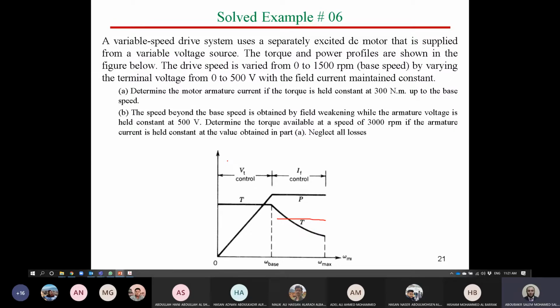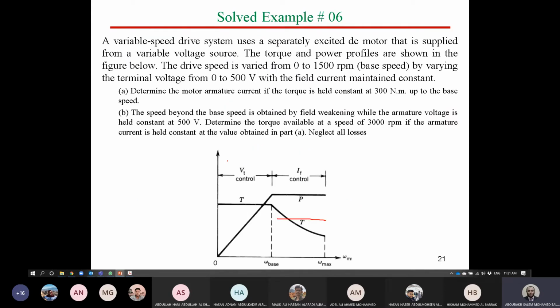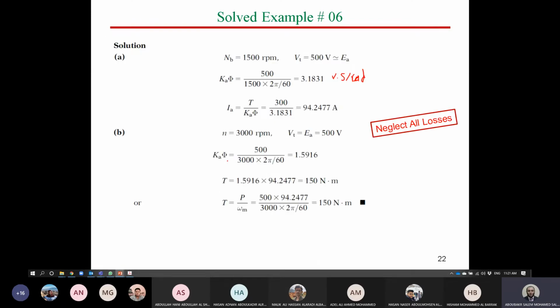Determine the torque available at speed of 3000 RPM if the armature current is held constant at the value obtained in part A. So at the same value of part A, we obtained already the current, which is 94 amps. At the same value of current, we need to calculate the machine torque. صح يا شباب? Determine the torque available at speed of 3000 RPM. So at speed of 3000 RPM, we need to calculate our torque.